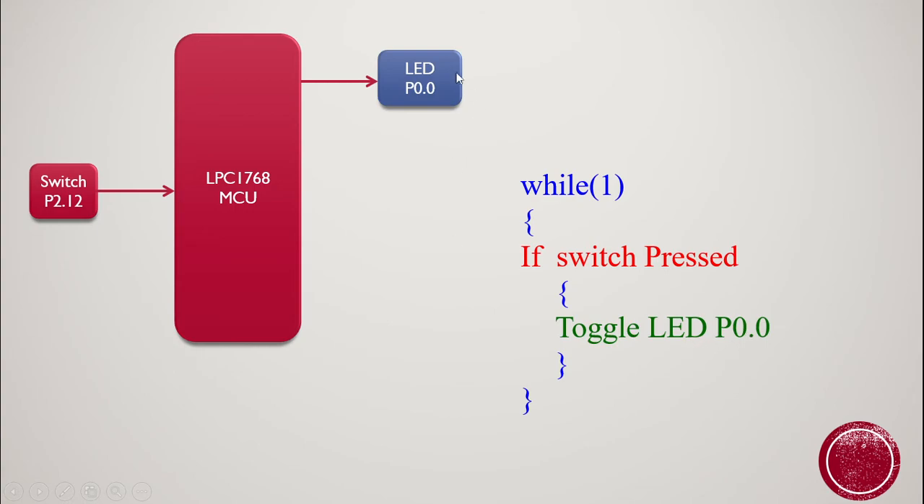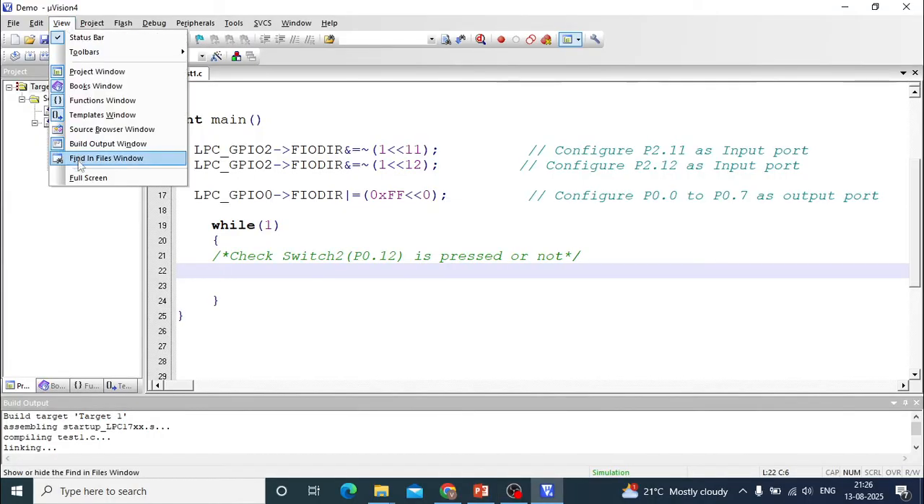I'm assuming the LED is connected to one port pin, that is P0.0, and the switch is connected to one port pin, that is P2.12. We can select any port pins which are available for the programmer. So I have taken 2.12 and 0.0. Now let us develop the code here. Keeping this in mind, this is the input to develop the code. If the switch is pressed, I need to toggle, and if not, nothing. So the coding part here.